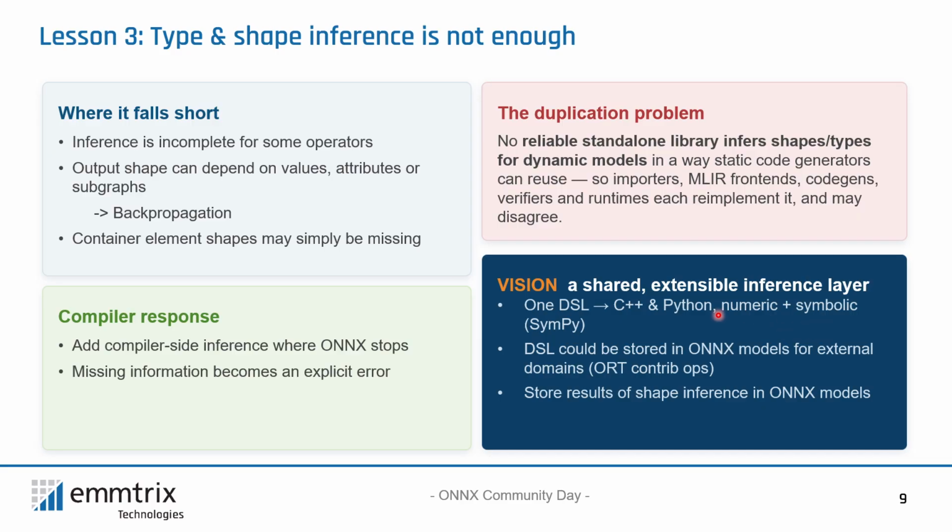And the really cool thing is that this DSL could also be directly stored in an ONNX model. So if there's an unspecified operator or an unofficial operator, maybe from ORT, it can store how shape should be inferred directly in the DSL. And what could also be done is that we do not just store how shapes are inferred, but the result of the shape inference directly in an ONNX model, in a way that dynamic models are supported.